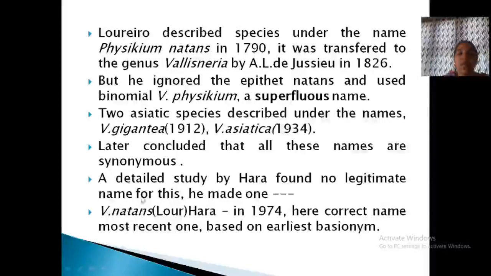How was it? Vallisneria natans, because Physiklum natans is first published in 1719. All others are later publications. So we have to look upon the first published one according to the rule of priority. Understood? So the specific epithet also should be retained. That is the rule of priority. So here Vallisneria is the new generic name, and this specific name you have to retain. So what Hara did is correct.